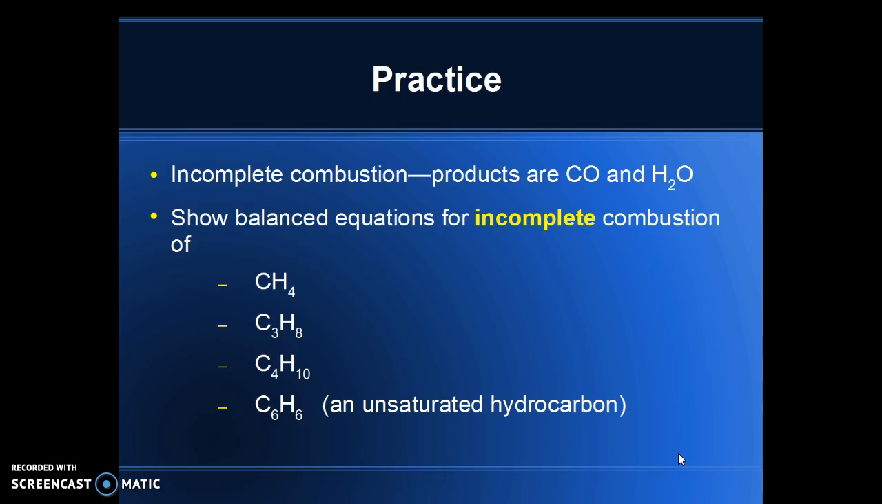And now you can practice the incomplete combustion. In incomplete combustion, the products are carbon monoxide and water vapor. So show balanced chemical equations for the incomplete combustion of these 4 compounds.